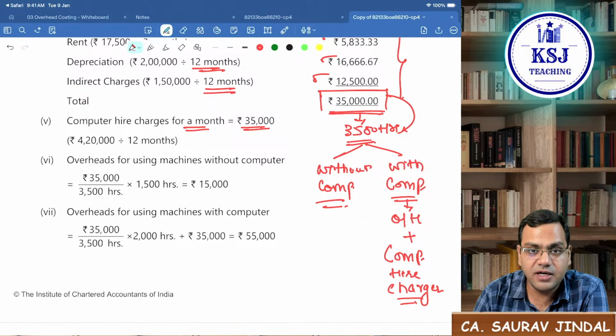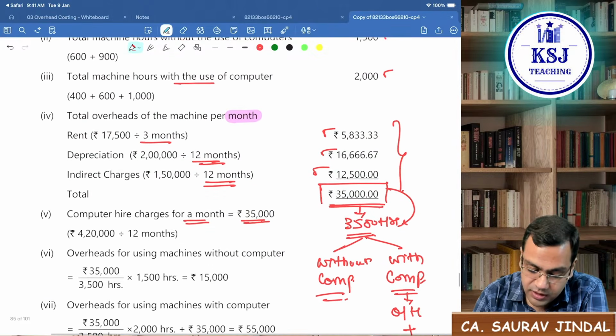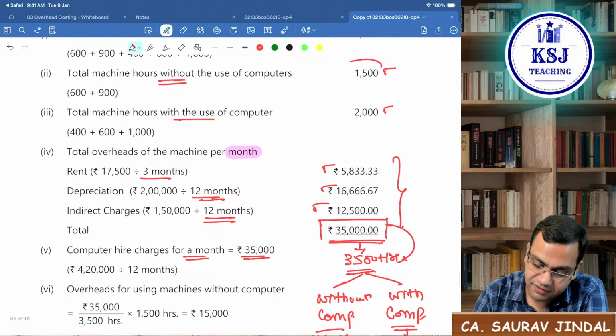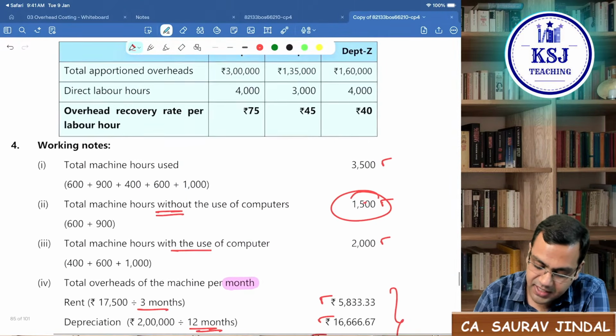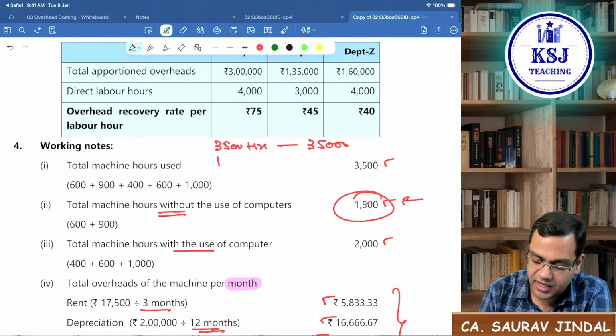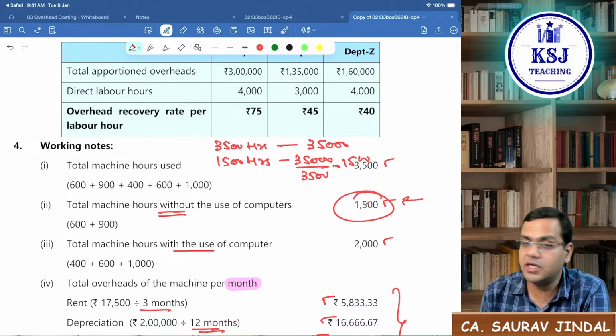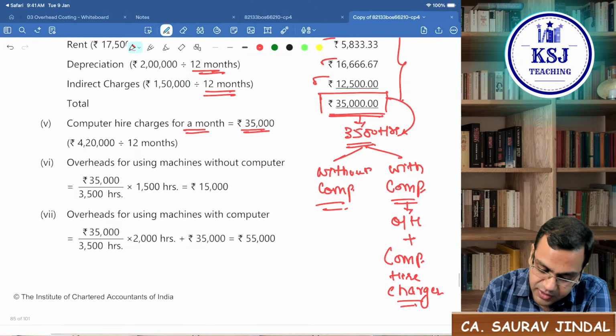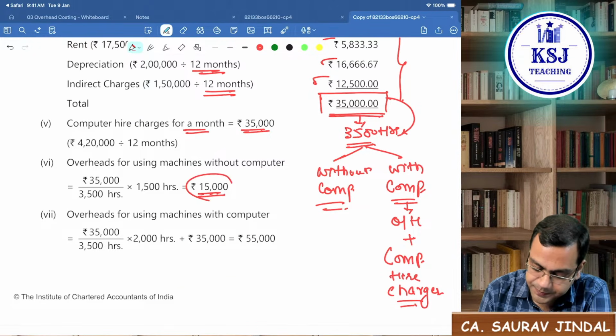Can we calculate it for the number of hours without computer? Yes, without computer hours are 1,500. So what we are saying is, if for 3,500 hours my overheads are 35,000, then for 1,500 hours, that is without computer, what will be the overheads? 35,000 divided by 3,500 multiplied by 1,500. This is without the use of computer. So that is what they have calculated here, 15,000.